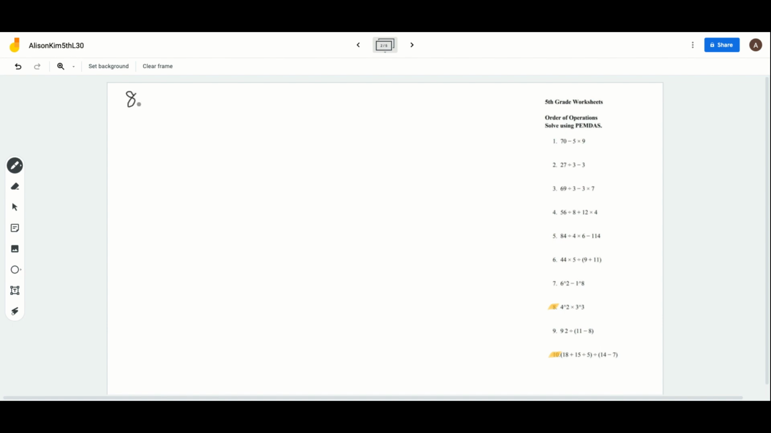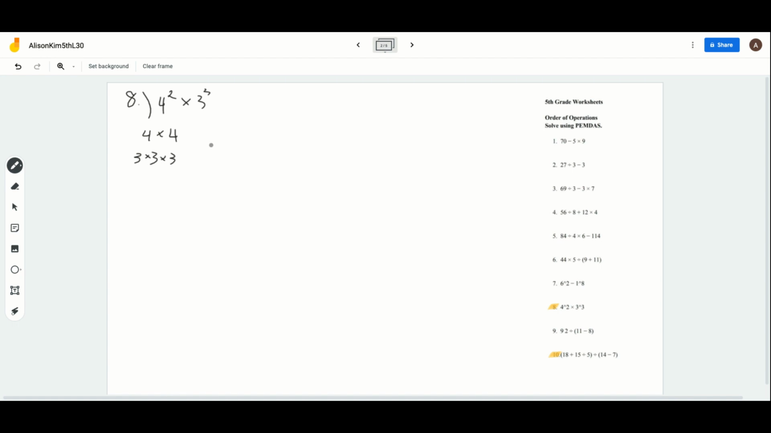Number 8 gave us 4 to the second power times 3 to the third power. And since we're given exponents and multiplication right here, we know that exponents are going to go first due to PEMDAS. The E comes right before the M. So we're going to do 4 times 4 and 3 times 3 times 3.